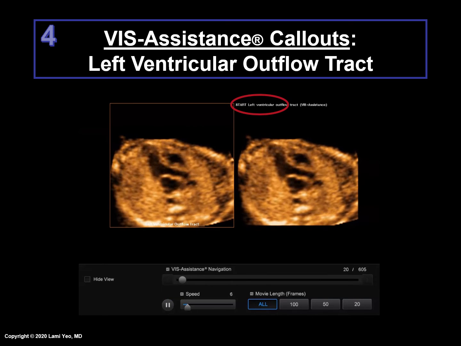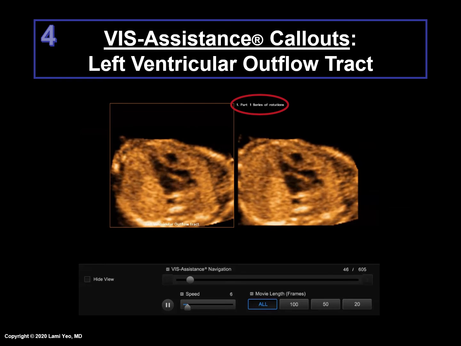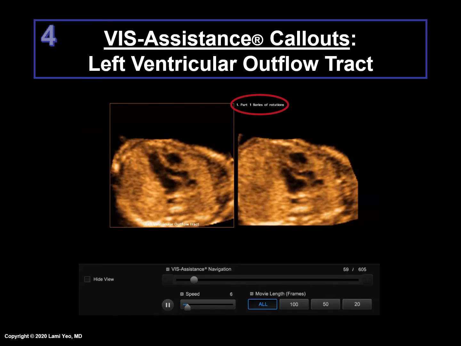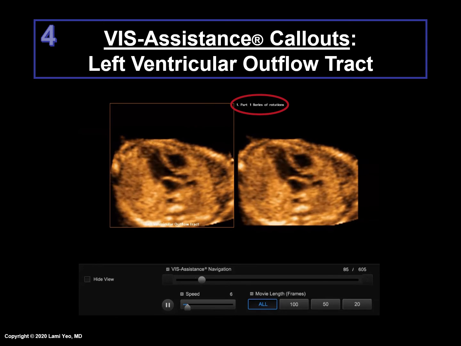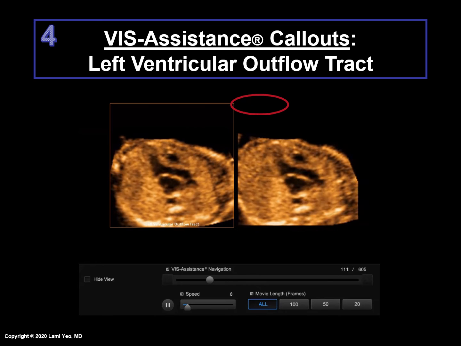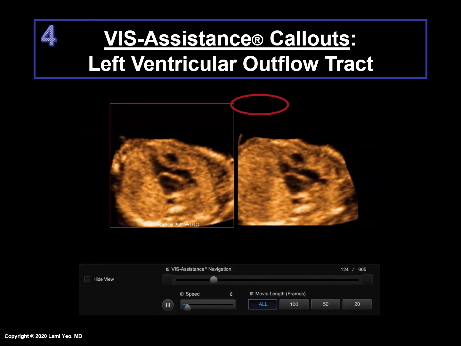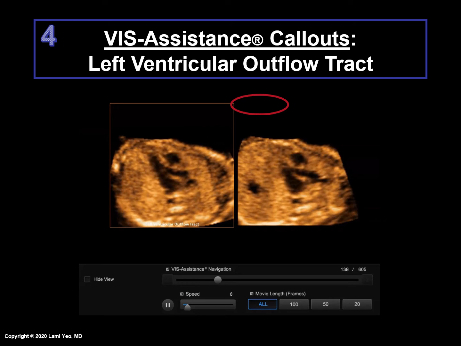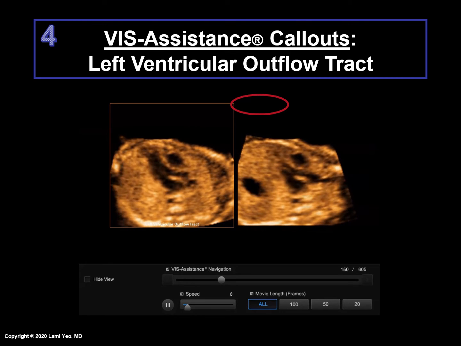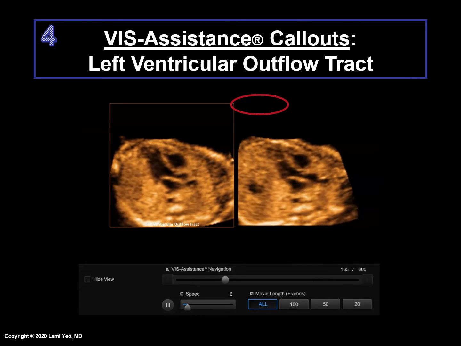Here's an example of the left ventricular outflow tract VISA. The first callout states Part 1 series of rotations and may improve the left ventricular outflow tract. For this specific fetus, since FINE has already obtained an appropriate LVOT through the diagnostic plane, the VISA navigational movements under callout 1 may not necessarily improve the LVOT view.